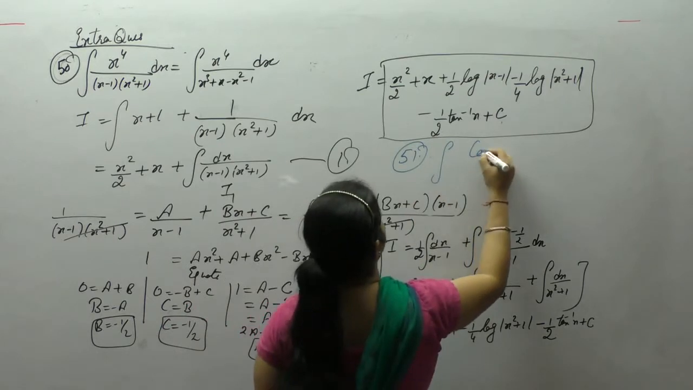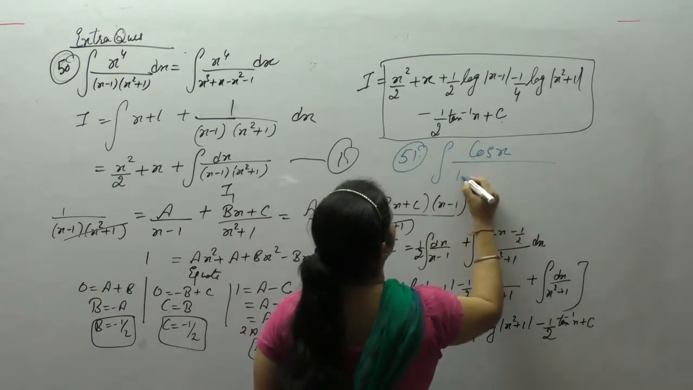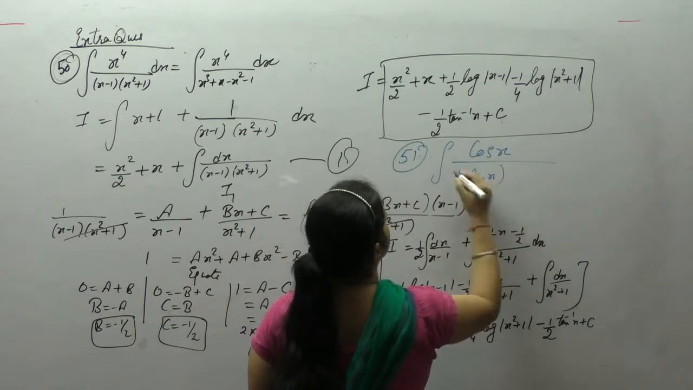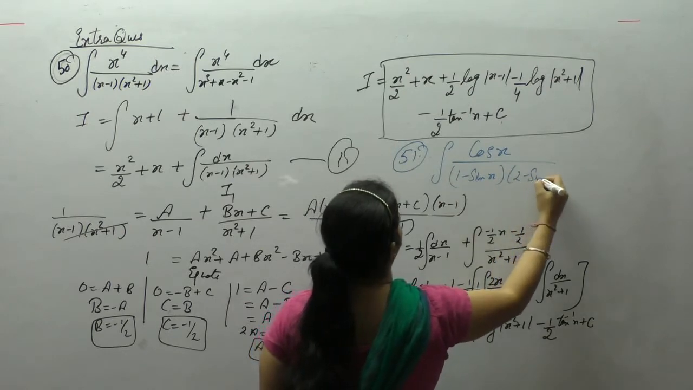Next, try by yourself. Cos x upon 1 minus sin x, 2 minus sin x.